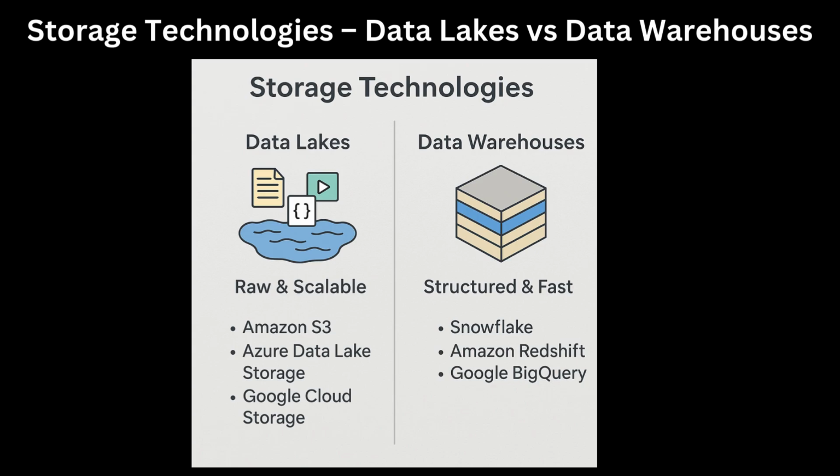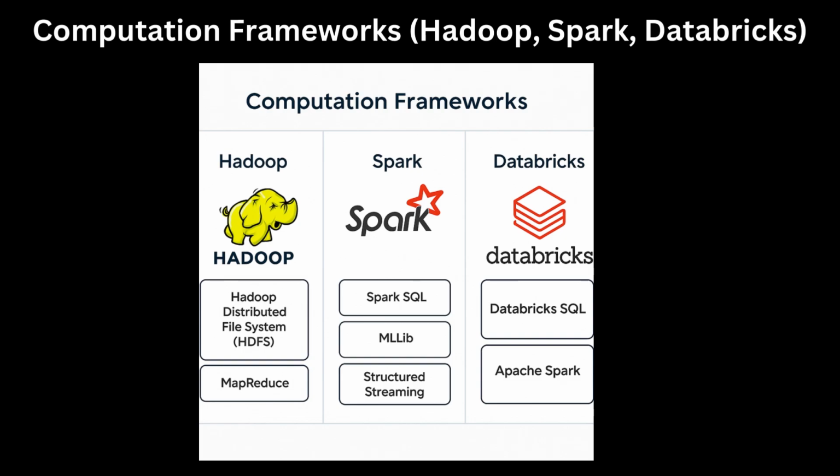In modern architectures, many organizations use both, combining the flexibility of a data lake with the power of a warehouse, a concept known as the Lakehouse architecture. In the world of big data, computation frameworks are the backbone that make large-scale data processing possible. Let's start with Hadoop, the pioneer of distributed data processing. Built on the MapReduce paradigm, Hadoop allows data to be processed in parallel across multiple nodes. While revolutionary, it has limitations. It's batch-oriented, often slow, and lacks flexibility for modern analytics use cases.